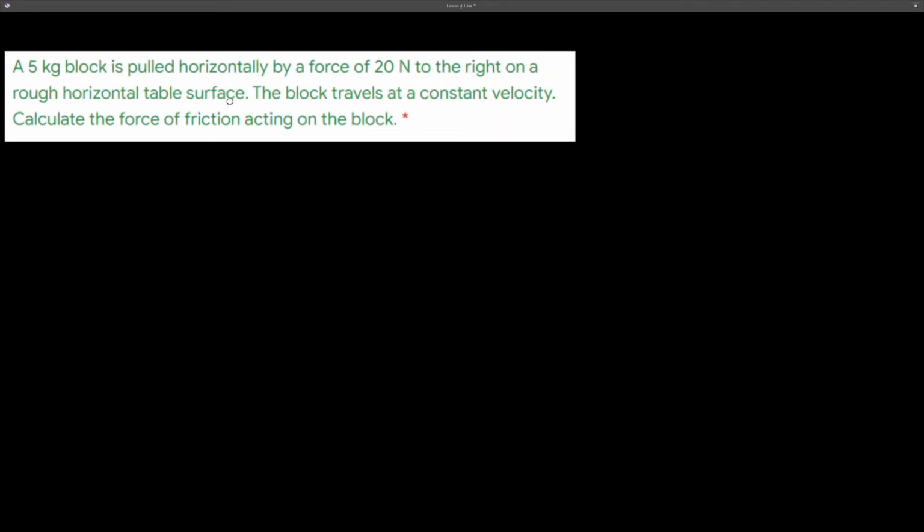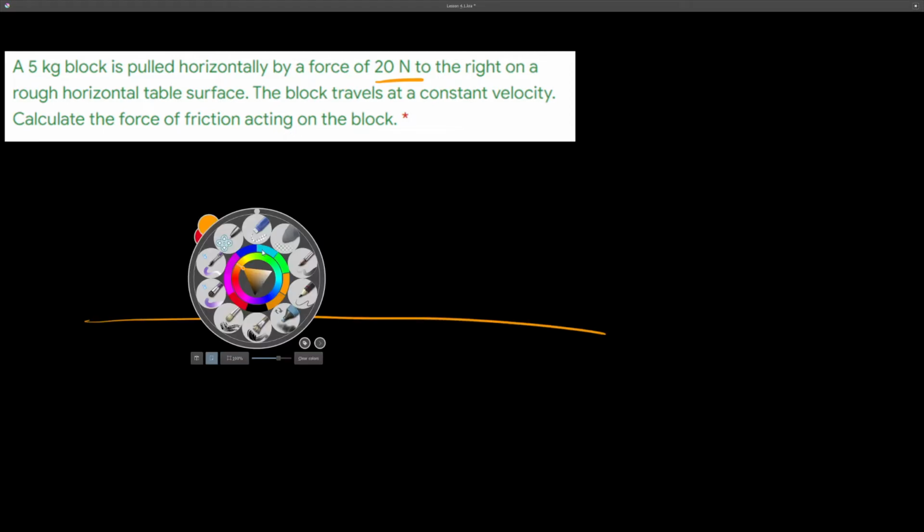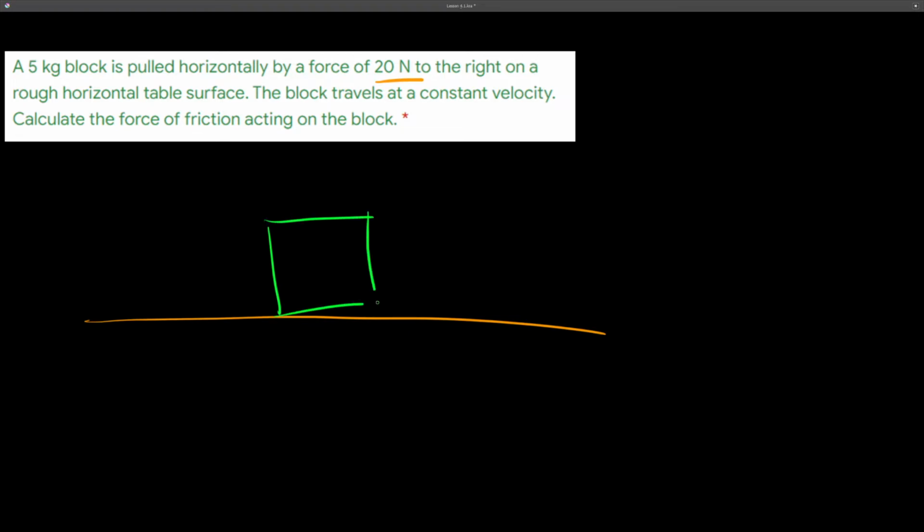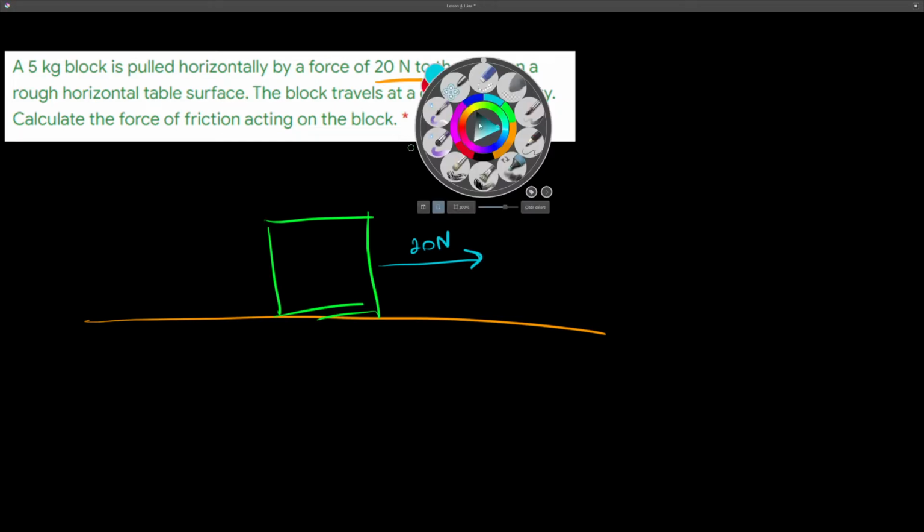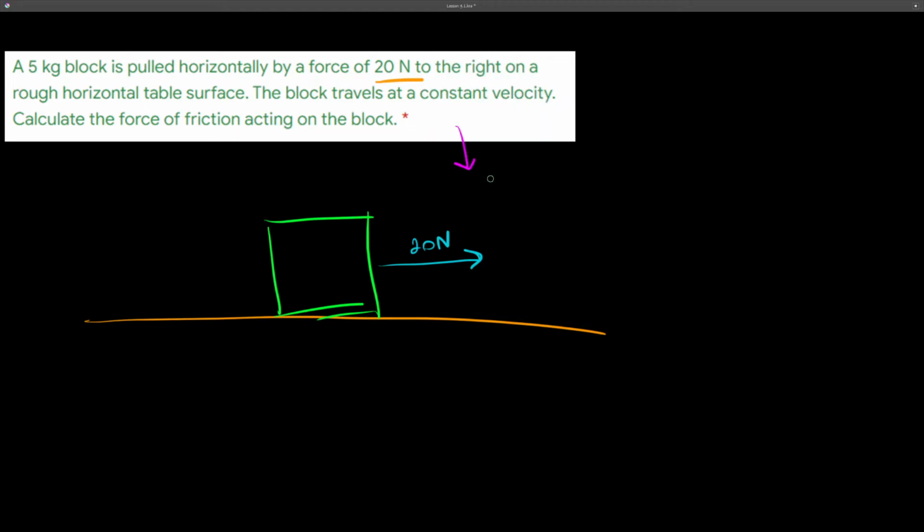A 5 kg block is pulled horizontally by a force of 20 newtons. So you have this block on a ground, and it's being pulled by a force of 20 newtons. So I guess draw the arrow going this way. Oh wait, it says to the right. On a rough horizontal table, the block travels at a constant velocity. What does constant velocity mean? It means that the acceleration, so a is equal to 0. Calculate the force of friction acting on the block.